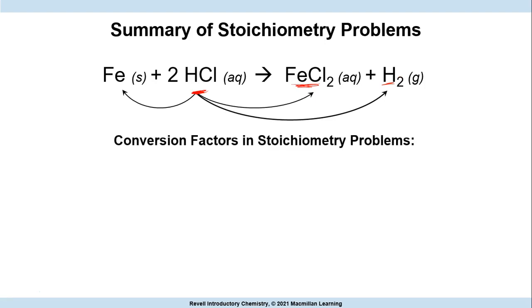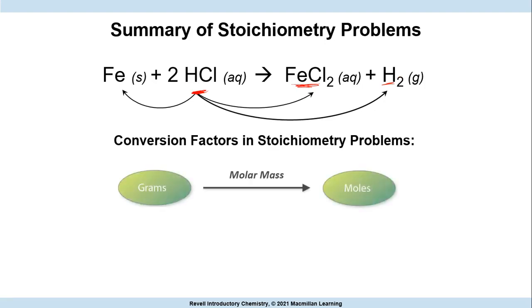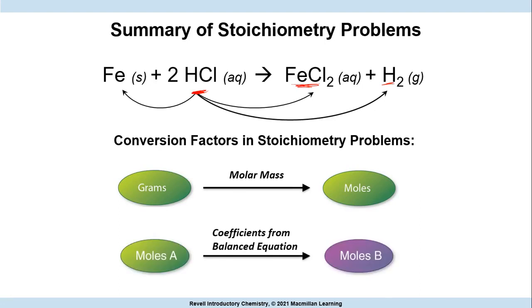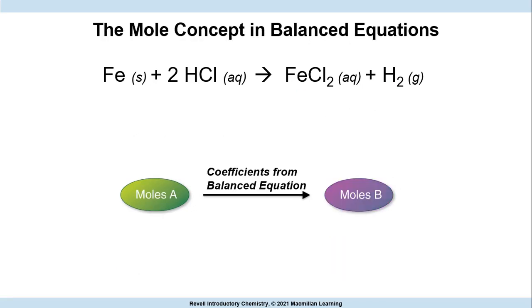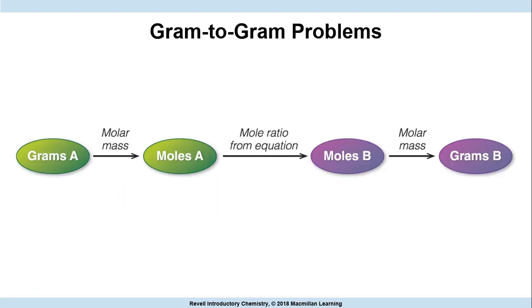Now, the conversion factors in stoichiometry problems are very important. Please take note of this. To convert from grams to moles, you have to use the molar mass. So this is the conversion factor. To convert from moles of A to moles of B, we have to use the coefficients in the balanced chemical equation. Very imperative. Now let's see how we move from moles of A to moles of B using the balanced equation. We are going to use their mole ratios.